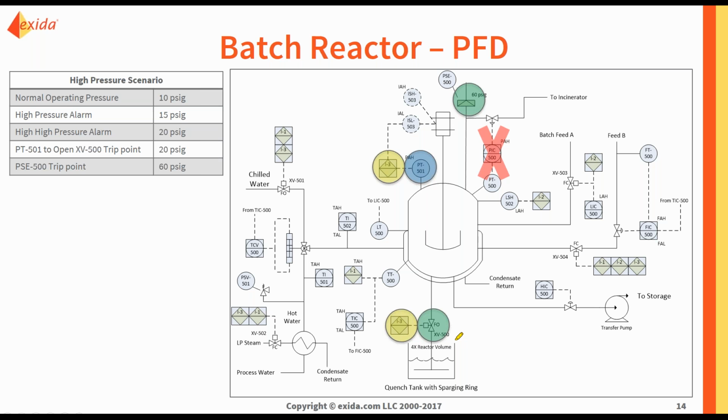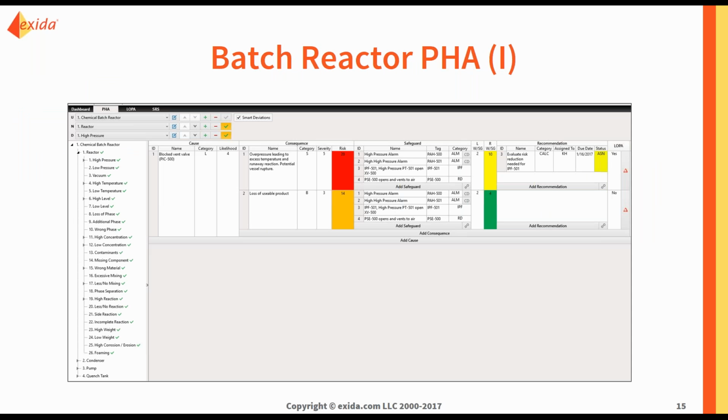If for some reason the pressure is still rising, there is a rupture disc right here that will lift at 60 psig. So as of now, that is our process, and those are the actions that should occur if the pressure gets too high. Keeping that in mind, we can begin our PHA.